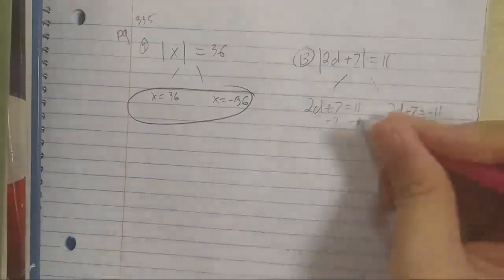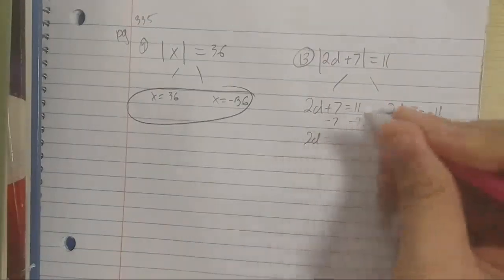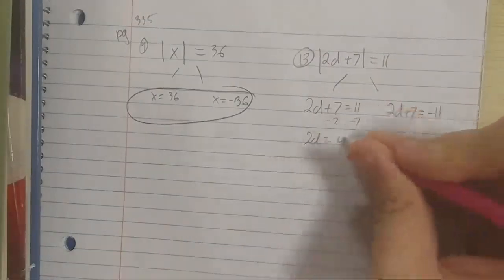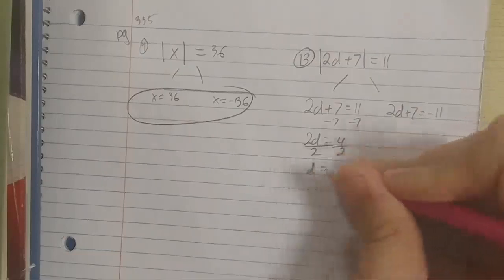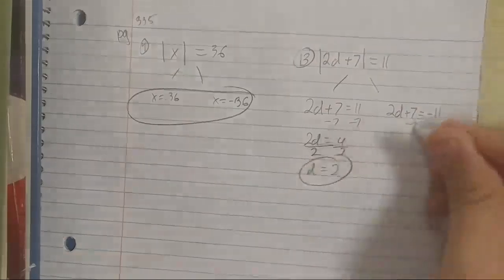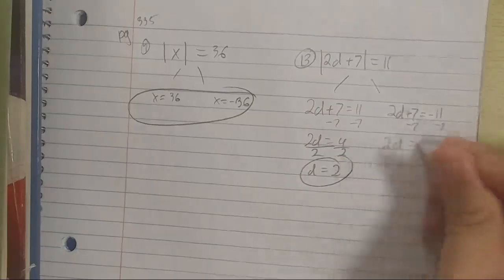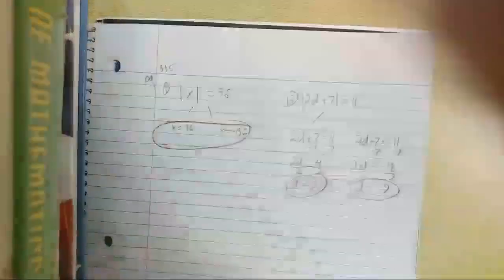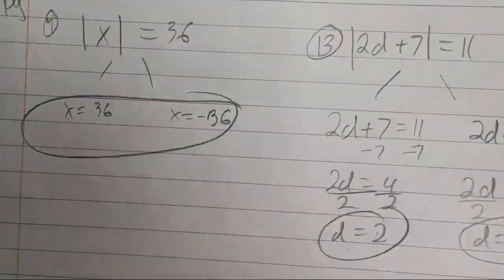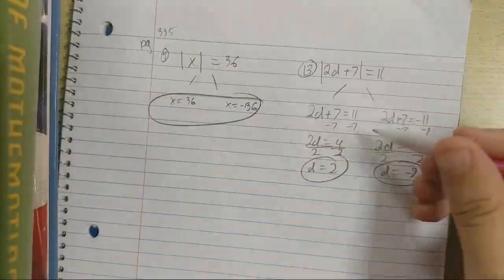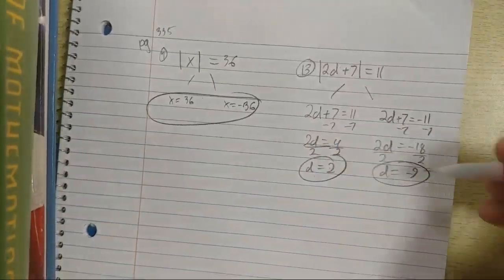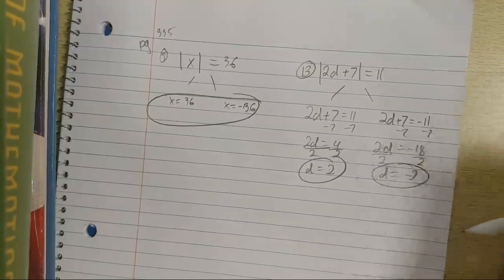Minus 7, minus 7. That is 2d equals 4. Divided by 2, divided by 2. d equals 2. Yeehaw. Here, negative 7, negative 7. 2d equals negative 18. Divided by 2, divided by 2. d equals negative 9. The thing froze, so let me just fix that. Okay. So d equals 2 and d equals negative 9. Notice that I divided by 2 on both sides. And negative 18 divided by 2 is negative 9.